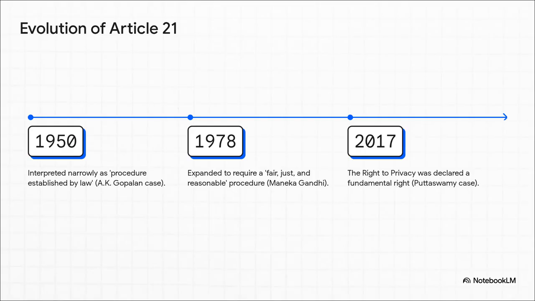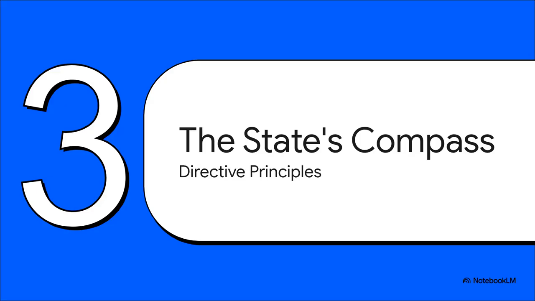And this is what's so fascinating. These rights are alive. They actually evolve over time. Just look at the right to life in Article 21. Back in 1950, it was interpreted pretty narrowly. But over the decades, the Supreme Court expanded it, saying any procedure has to be fair and reasonable. And that evolution eventually led to the right to privacy being declared a fundamental right. Incredible, right? So that's your shield.